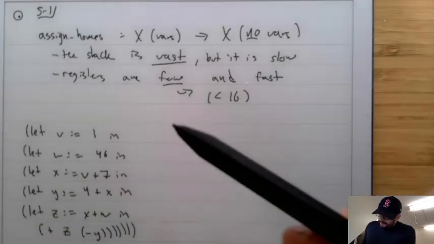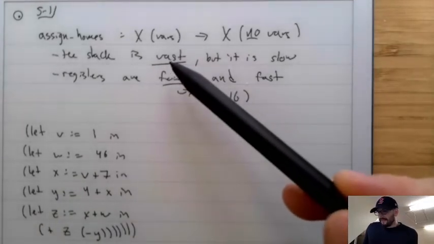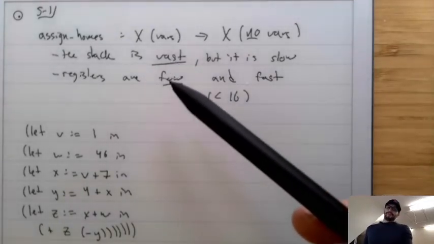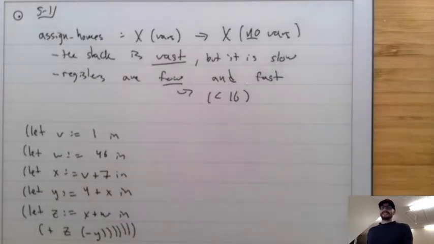So registers, in contrast to the stack, are extremely few, and there are less than 16 of them. Now, you might think that there are exactly 16, but there are fewer because we can't use RAX because it's the return register, we can't use RBP because it's the base pointer, and we can't use RSP because it's the stack pointer. So we really only have 13 registers.